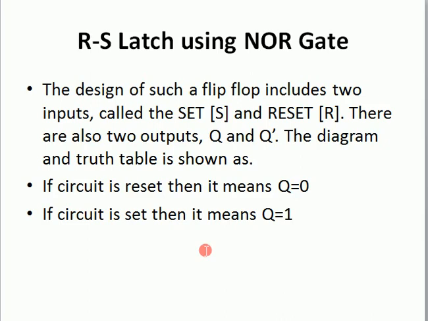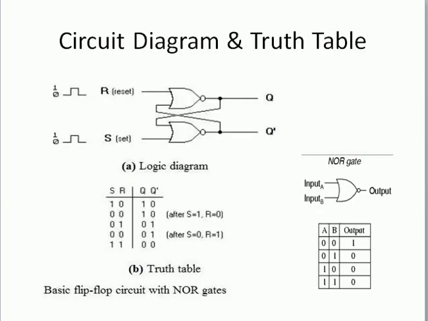But remember one thing: when the circuit is reset, it always means that Q is equal to 0, that the output is equal to 0. And if the circuit is set, then it means Q is equal to 1. If you understand this, then it will be very easy for all of you to understand the other types of flip-flop.